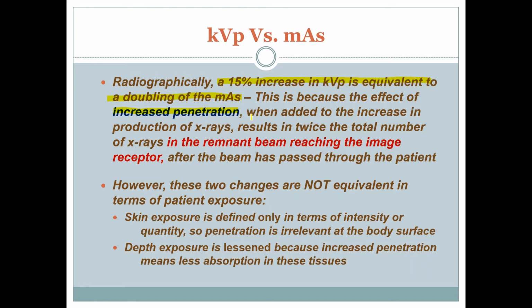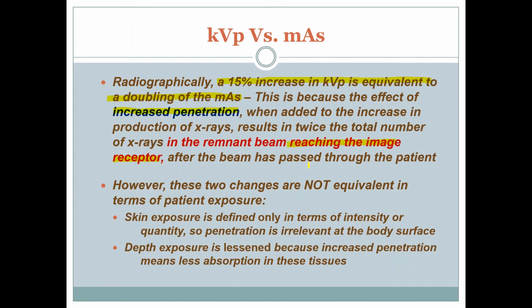So when added to the increase in production of X-rays, this results in twice the total number of X-rays in the remnant beam reaching the receptor. So twice the number of X-rays reaching the receptor, not absorbed by the patient. This is after the beam has passed through the patient. So the two changes, mAs and kVp changes, are not equal. A 15% increase in kV is equivalent to doubling the mAs in how many X-rays reach the receptor.